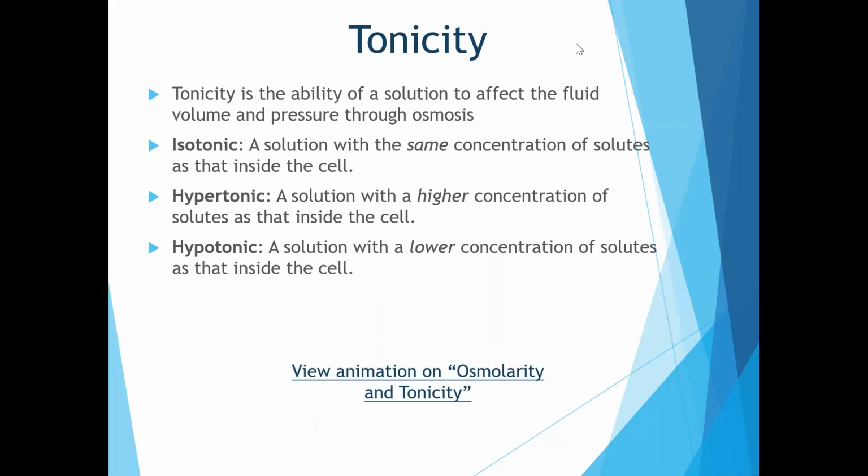Okay, tonicity is the ability of a solution to affect fluid volume and pressure through osmosis. So when we speak of tonicity, we're talking about osmosis as well. There's a few different types of tonicity. Isotonic is something with the same concentration of solutes as inside the cell. So everybody's happy. Say, for that last example, we have 5% albumin outside the cell and 5% albumin inside the cell. We don't need any movement of that water because we're already balanced.